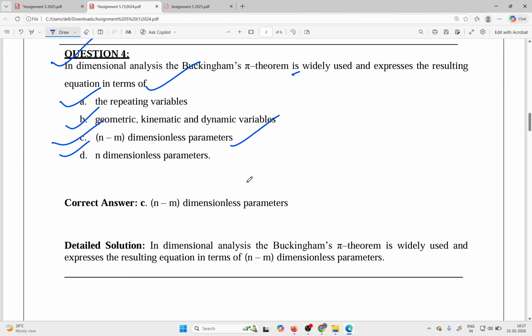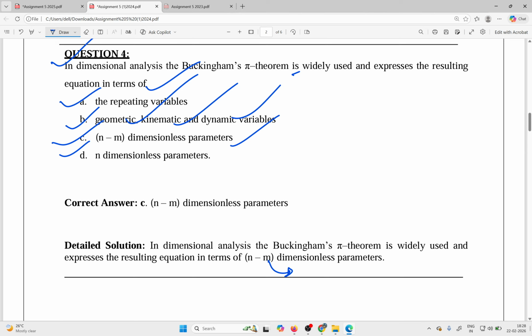Yes, so here your n is the total number of parameters and m is your repeating parameters. Remember, please. So Bala is correct here. So the detailed solution is: in dimensional analysis, the Buckingham pi theorem is widely used and expresses the resulting equation in terms of n minus m dimensionless parameters, and we select this m, that is the repeating parameters, such that there should be one each from the geometric, kinematic and the dynamic variables. So this is also to remember, how we will select this m.